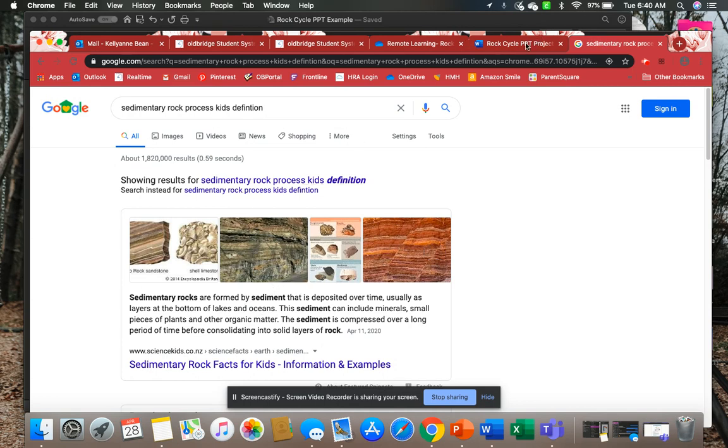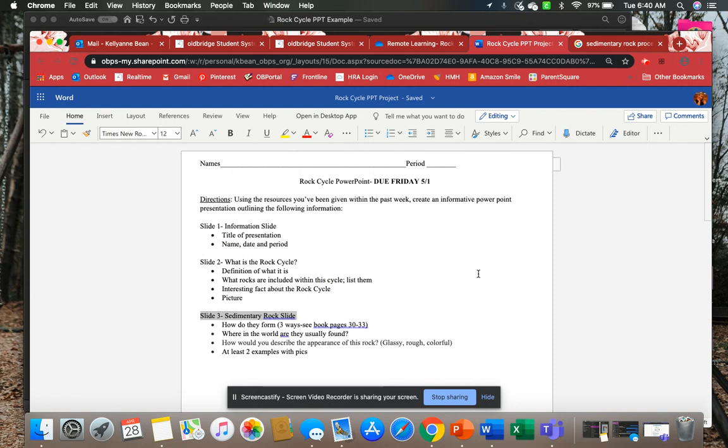Okay, so to recap, what is your objective for today? You are going to be creating slide number 3 of your project. So how do they form? Where are they found? How would you describe the appearance of the rock in at least 2 examples with pictures?